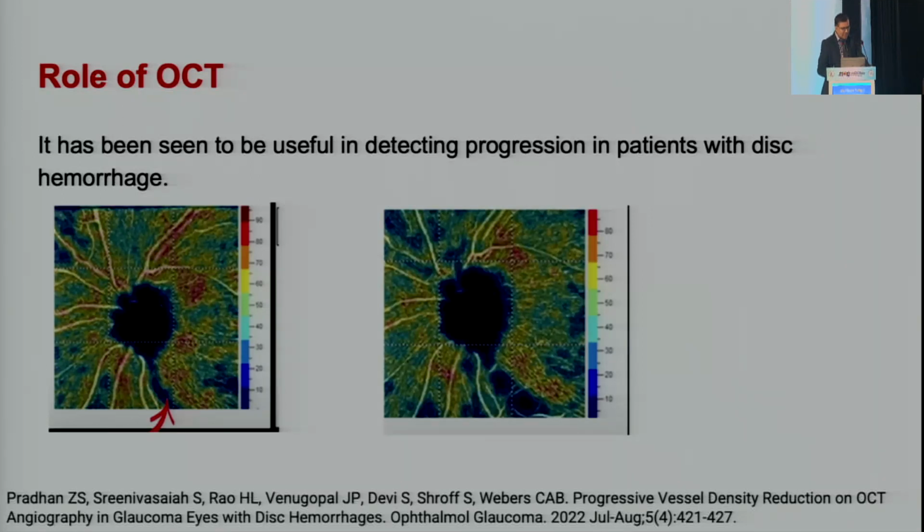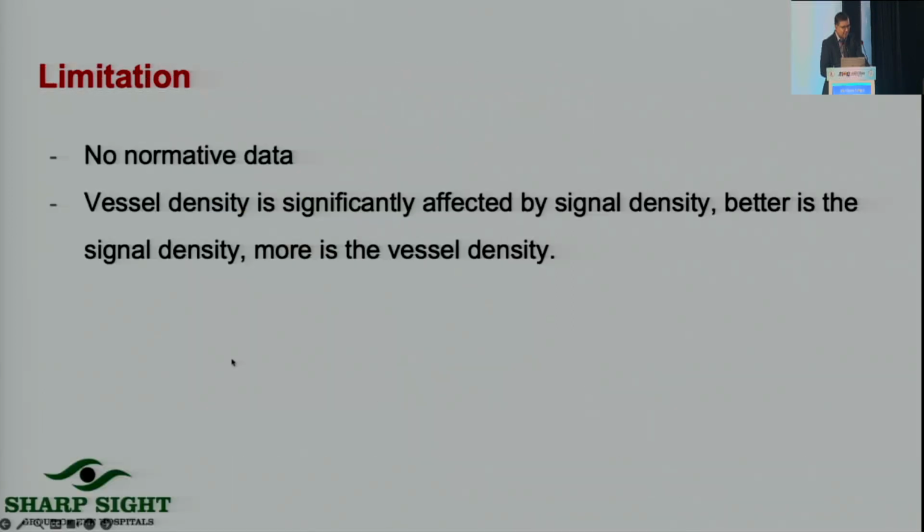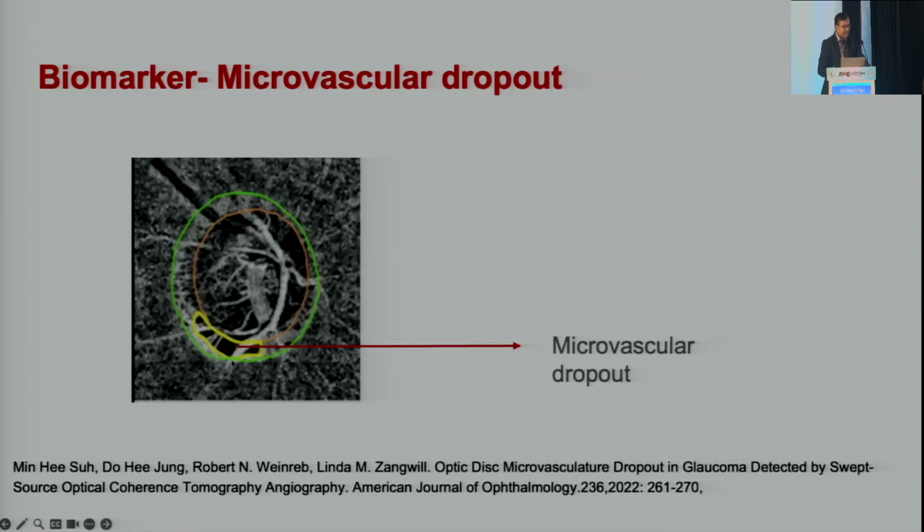It has also been seen in a few studies where there is a disc hemorrhage that it can tell if there is a progression. There also, as you can see in this picture, there is a progression seen with the serial OCT scans. Before I end my presentation, we have identified a biomarker also, where in the beta peripapillary zone there is a total absence of any vessels, and we can say that it can be a biomarker for the future progression of glaucoma.